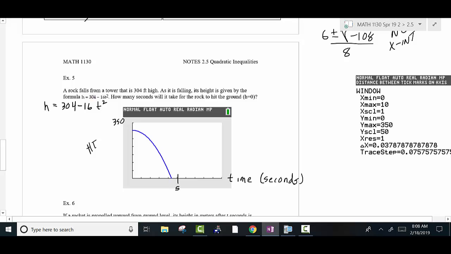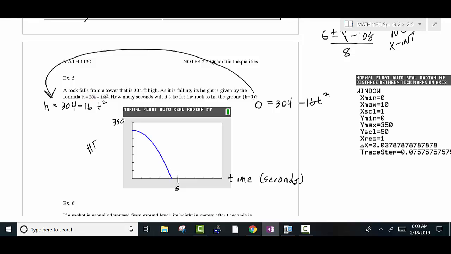Then you're going to find how long it takes for the rock to hit the ground. All you do is set h equal to 0, and then you have an equation to solve: 0 equals 304 minus 16t squared. Then we can get it exact. You can tell by the calculator it looks like between 4 and 5. We've learned how to solve different types of quadratic equations. This one is just the square root property, no factoring. Move the t squared to the other side, so you get 16t squared equals 304, and then divide by 16.